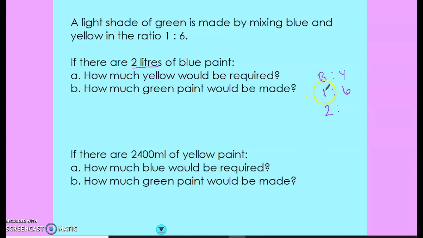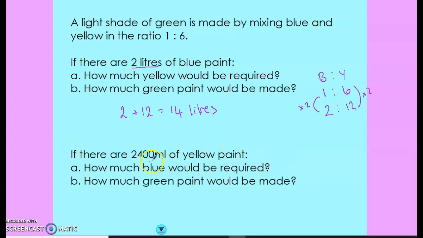I then say, okay, how did I get from that 1 to that 2? I've times by 2. Let's do the same the other side. 6 times 2 is 12. How much green paint would be made? Well, I would use 2 litres of blue paint. I would use 12 litres of yellow paint. So altogether, I would make 14 litres of green paint.